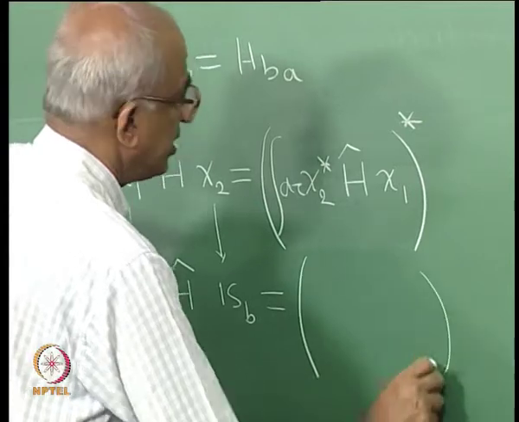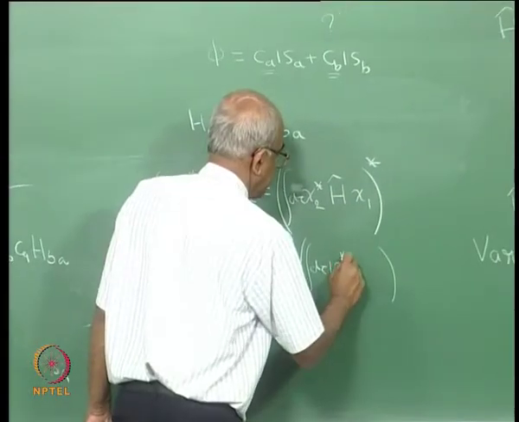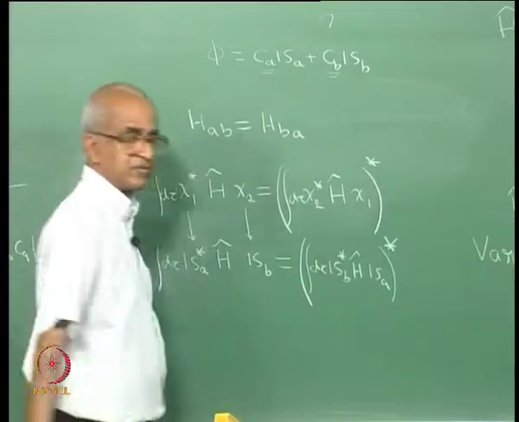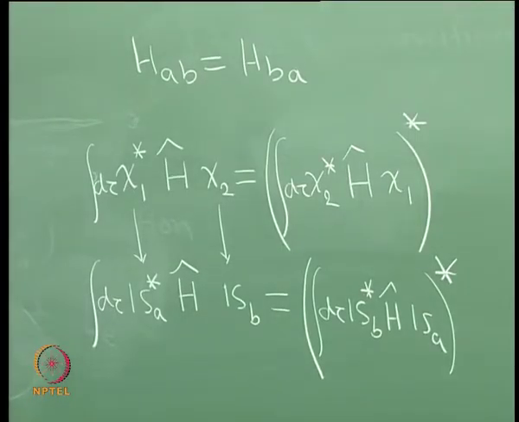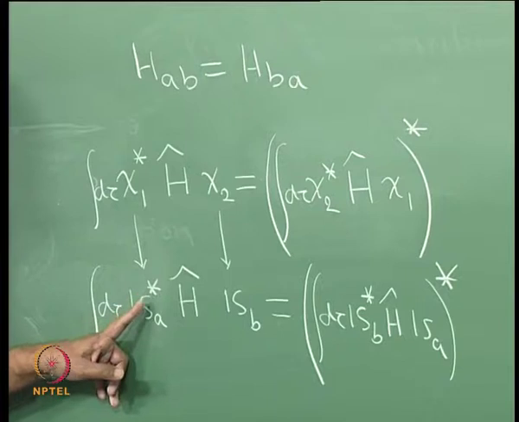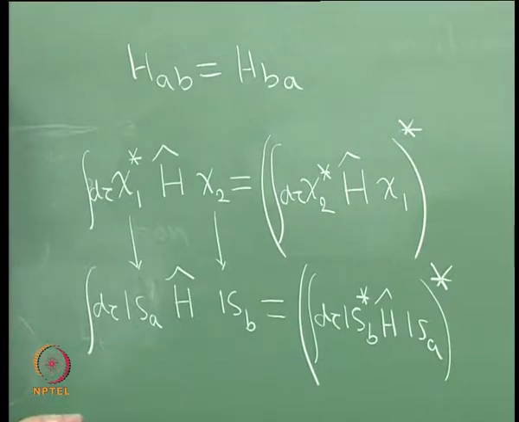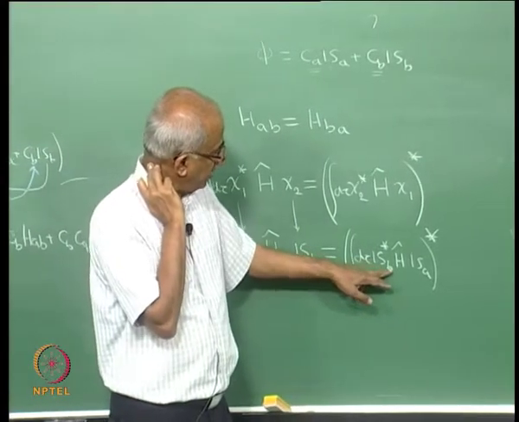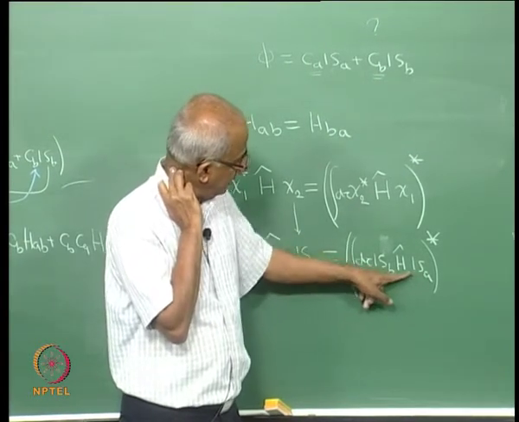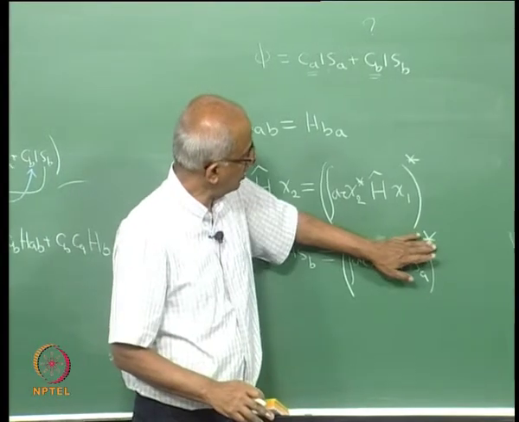The right hand side will be integral dτ 1s B star H 1s A, the whole thing star, correct. But then of course, I remember that 1s A is completely real. So, star has no effect on it. So, I can remove this star. And here again 1s B is completely real. So, this star has no effect. And if you look at this term, you see everything in here, 1s A, H, 1s B, they are all real. So, this star also has no effect.